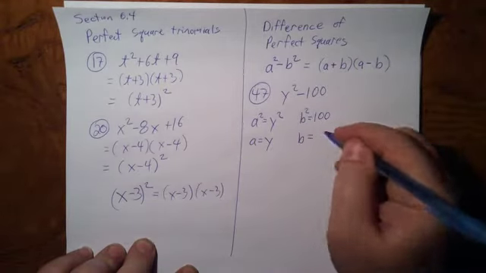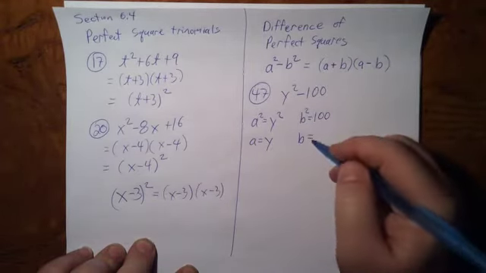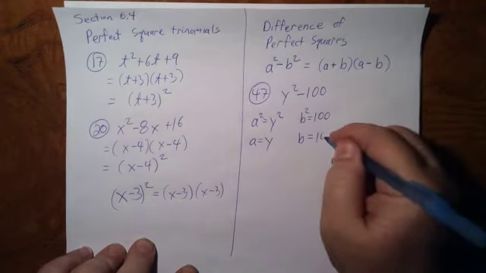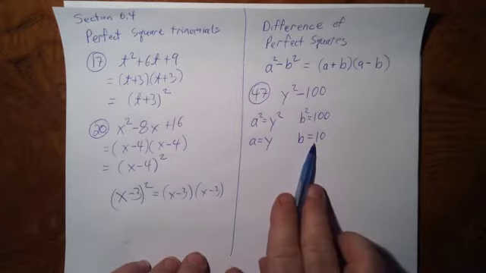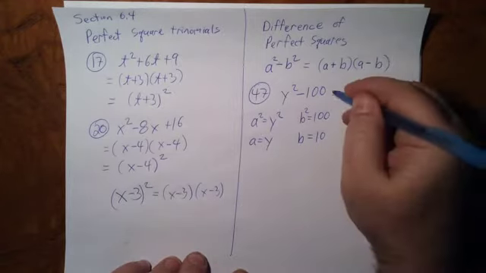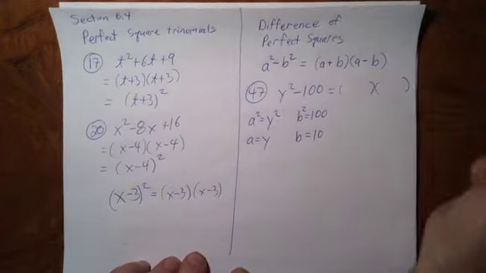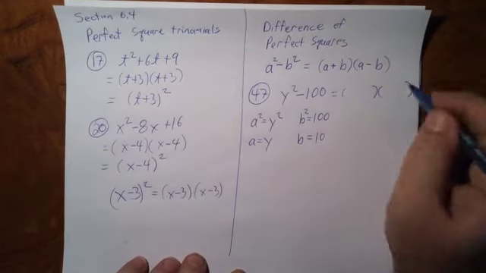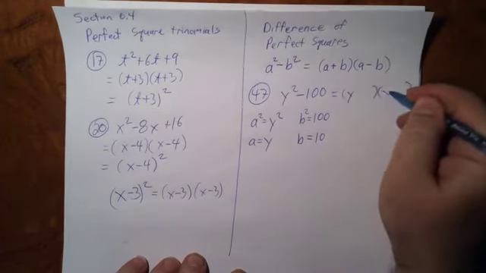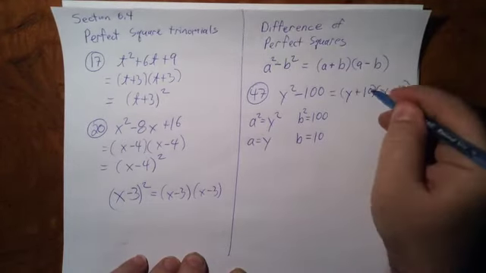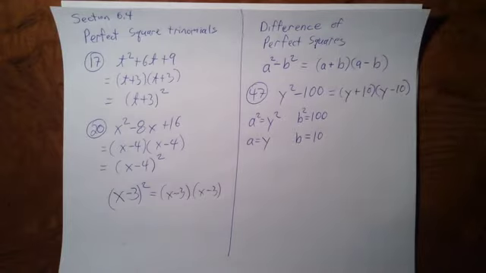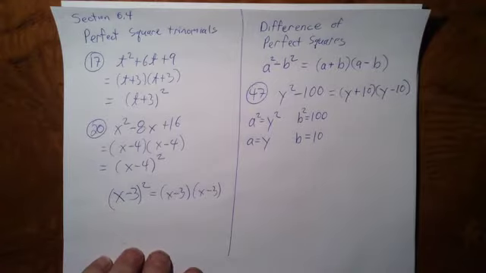So then the value of b, the square root of b squared, the square root of 100 will give me 10. So since I have the value of a equaling y, the value of b equaling 10, I write my two binomials as follows. I have y and y, 10 and 10, and again, put the plus and the minus, and we get our binomial factors in this way. Let's take a look at another such problem.